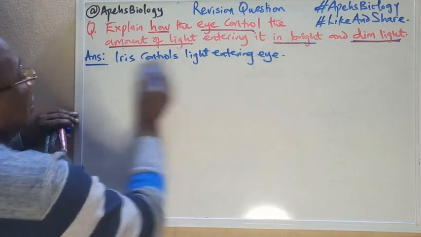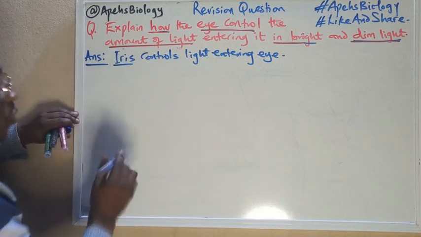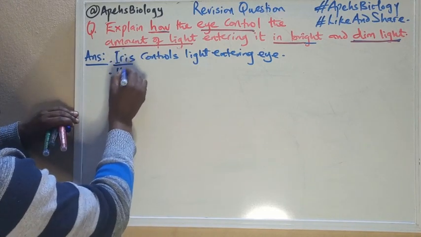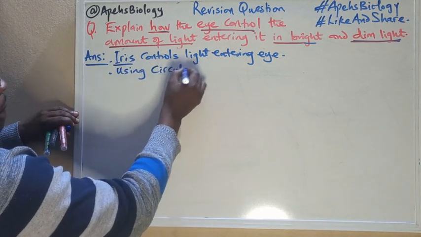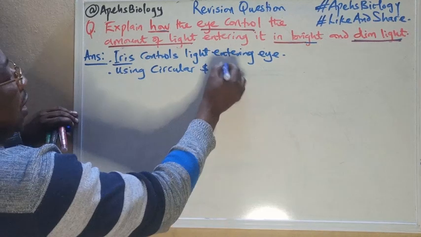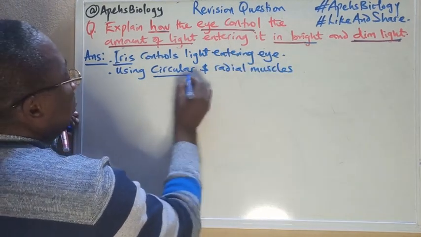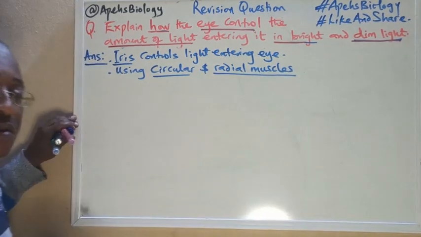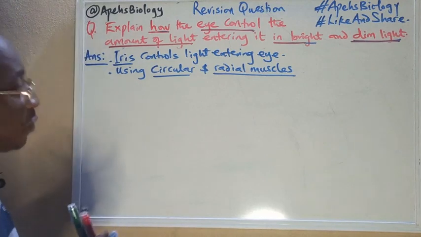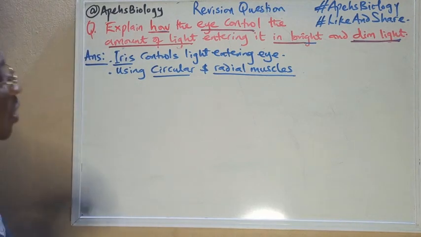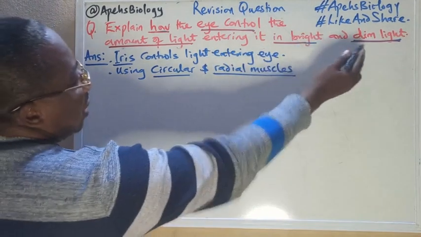That's very important. The iris controls light entering the eye. Now, using what is called circular and radial muscles, the iris uses circular and radial muscles on it in order to control the light entering the eye. Once this is mentioned, you have already started answering the question. Now, the second part asks, how does it control the light in bright and in dim light?